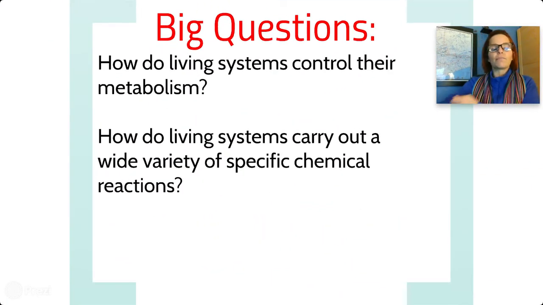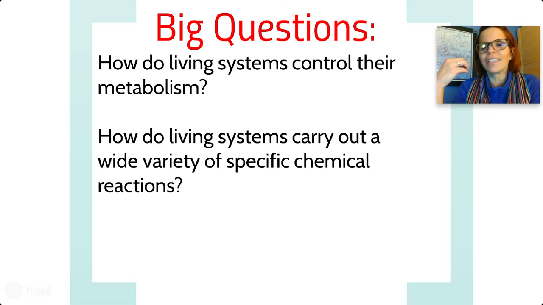How do living systems control their metabolism? Metabolism refers to all the chemical reactions that are happening inside of your body, and enzymes are involved in every single one of those. Maybe exaggerated a little bit, but pretty much every single reaction is being controlled by enzymes. And enzymes are incredibly fast at making reactions occur, and they can be used over and over and over again.